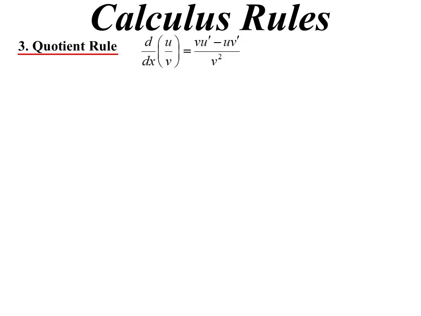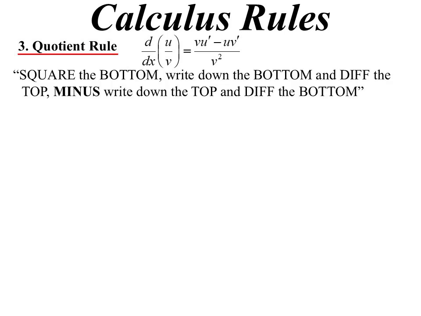Third of our rules, the quotient rule. What the quotient rule allows us to do is to differentiate fractions, or quotients if you like, where we have one function of x as the numerator and one function of x as the denominator, and there's the lovely rule. This is how we shall remember it. Square the bottom, write down the bottom, diff the top, minus write down the top, diff the bottom.